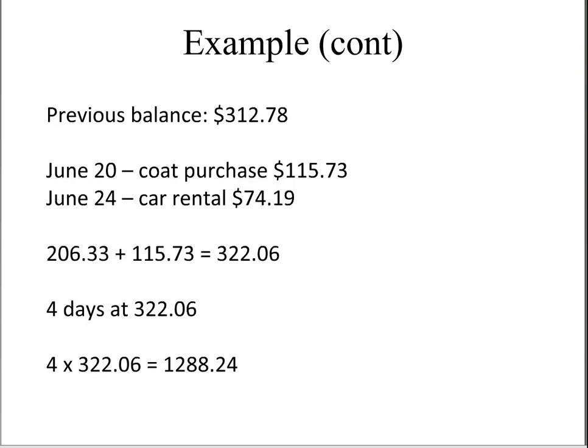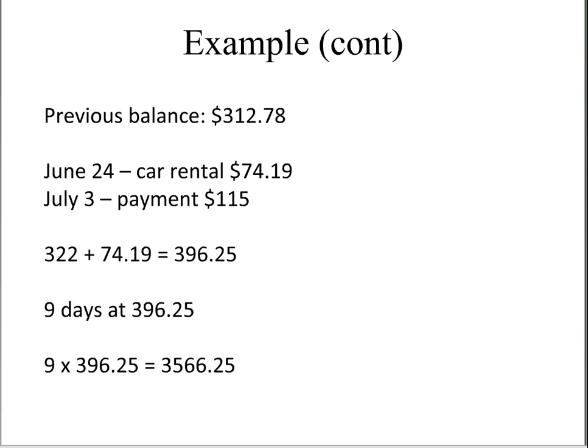On June 20th, I purchased a coat at $115.73. I'm going to add that on to the balance from before of $206.33. That gives me $322.06. Each day I had that balance from June 20th up until June 24th. That's 4 days at that amount, which gives me $1,288.24.